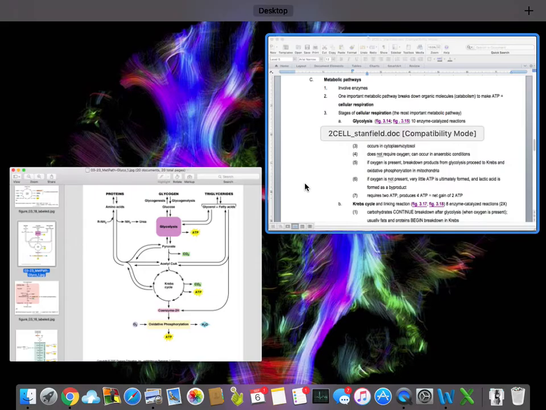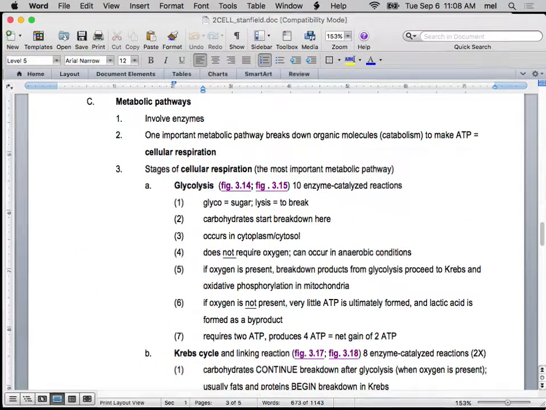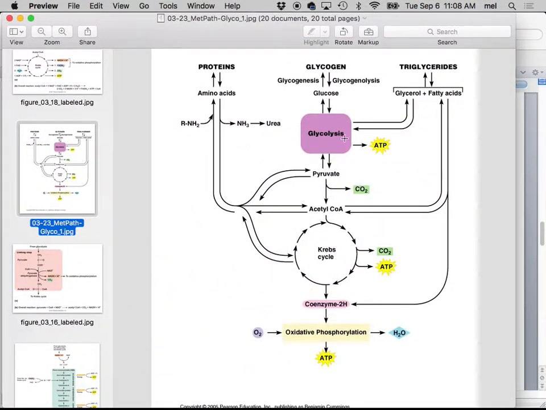Are we keeping track of CO2? We haven't gotten to CO2 yet. So CO2 is not generated until after glycolysis, and we will keep track of it.